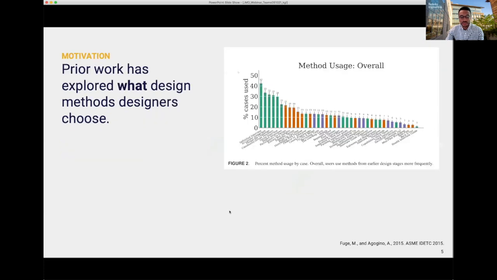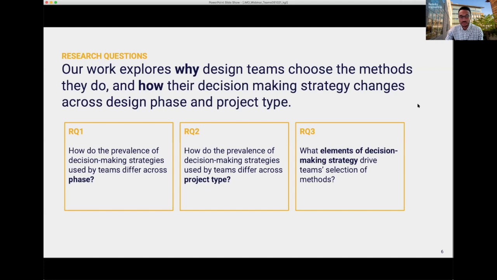Some prior work that's really relevant here has explored what methods designers are choosing. This is some work from 6 years ago now with Mark Fuge and Alex Agogino on the design methods selection for open IDEO challenges. Here we're building upon this to explore a little bit deeper why design teams are choosing the methods that they do, and how their decision-making strategy is changing both across the phase of the human-centered design process, as well as based on what we call the project type that they're working on.